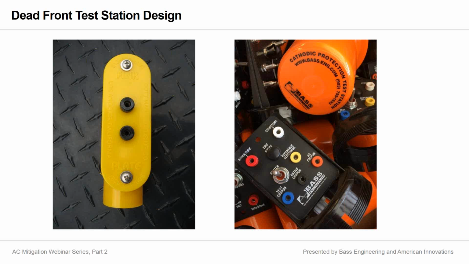This is what the Triton coupon test station assembly would look like if you chose to use that product. So it is a combination of the banana jack terminals all enclosed in a cover, so you have to intentionally open that test station and expose the terminals.